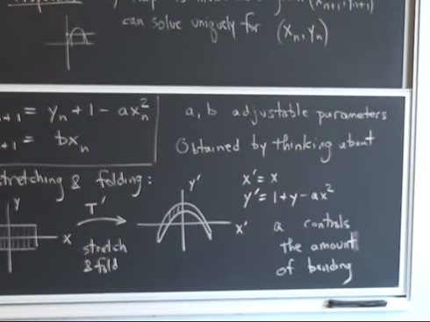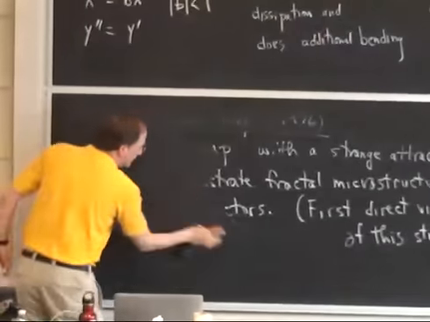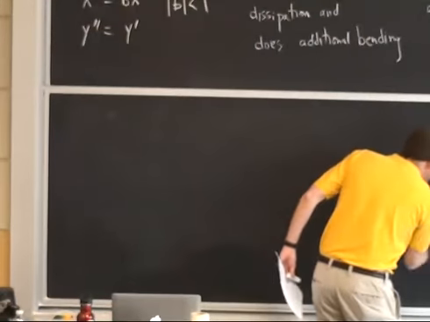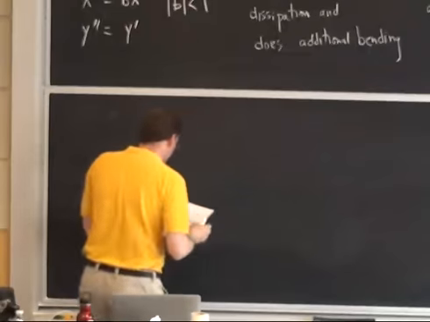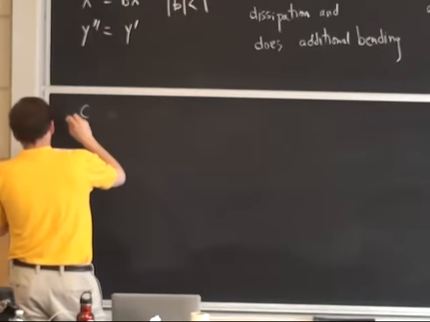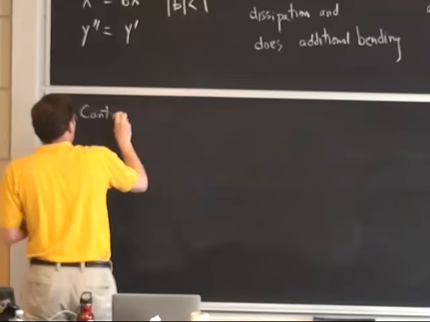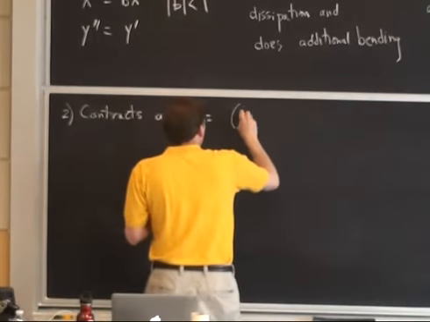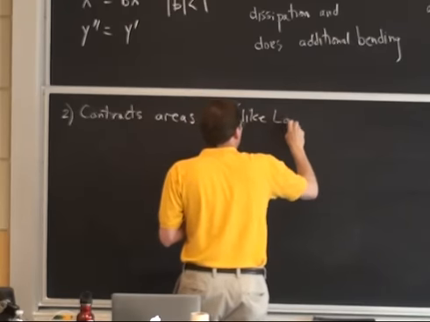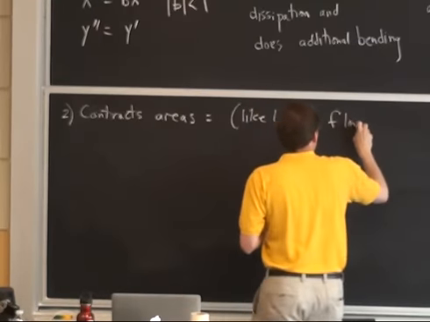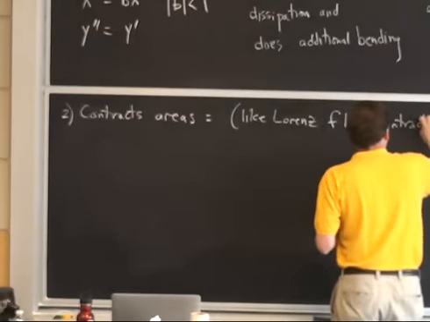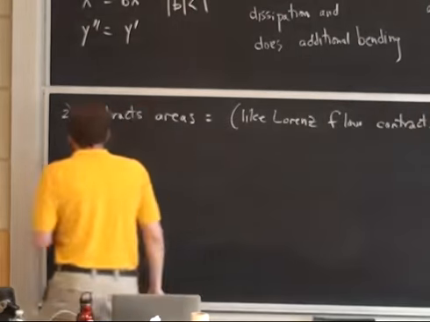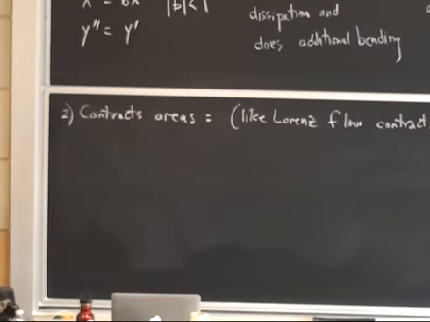Next, I mentioned it contracts areas. Let's see that. I mean, it's clear from the way it was constructed that it's contracting, like the Lorentz flow contracts volumes, so in that sense, the system is dissipative. Now, how do we know that?